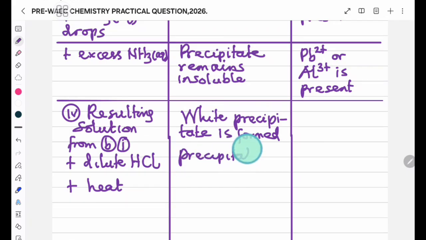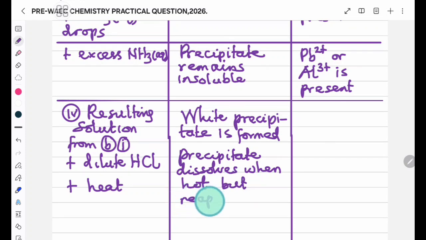White precipitate dissolves on heating, dissolves when hot, dissolves or disappears. It dissolves when the mixture is hot, but when it is cool or cold, it reappears. You see it back, it reappears when the mixture is cold. So what kind of substance behaves this way? It must be a salt, a chloride of lead.